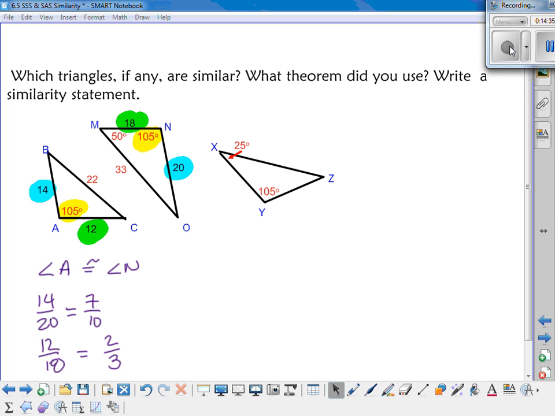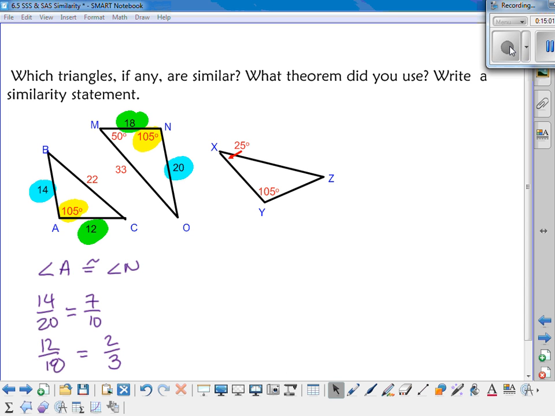So the first thing I checked were triangles ABC and MNO, because I saw that they both had an angle of 105 degrees. So then I checked the proportions on the sides of those angles. The 14 was larger, so I compared it to the 20, and then I compared the 12 to the 18. Well, they didn't come out to the same ratio. So I know those two aren't similar.